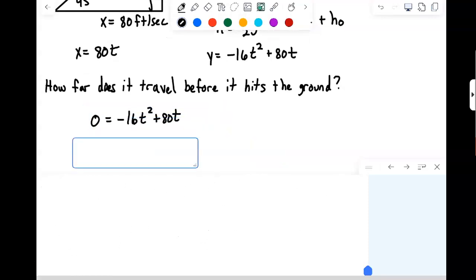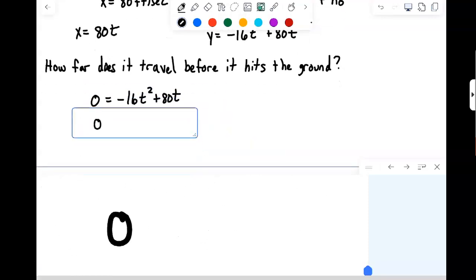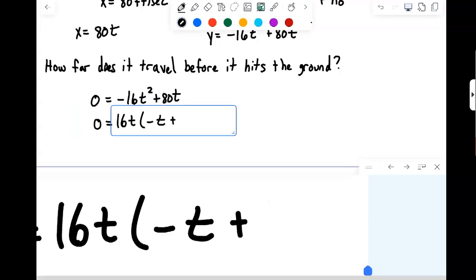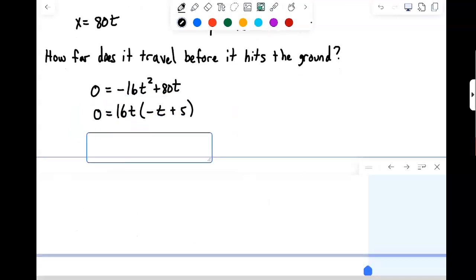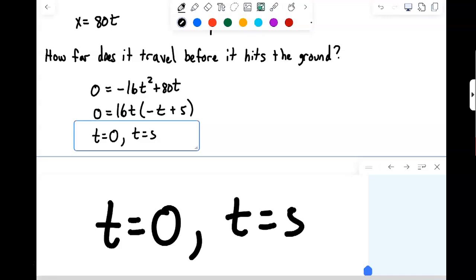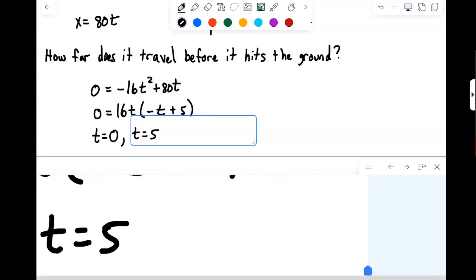So here we can pull out a common factor of 16. I'm actually going to just pull out 16 and a t. That'll leave me with a minus t plus 5. So we have two values here: t equals 0 and t equals 5. Of course, t equals 0 is when it started. T equals 5 would be when it hits the ground.